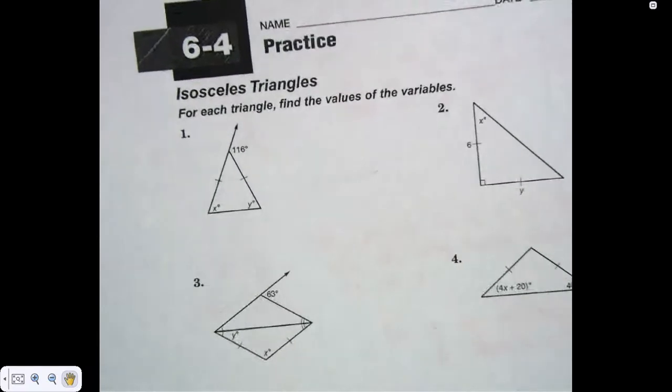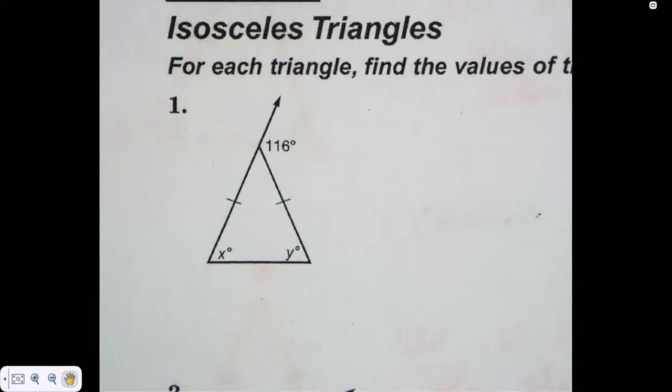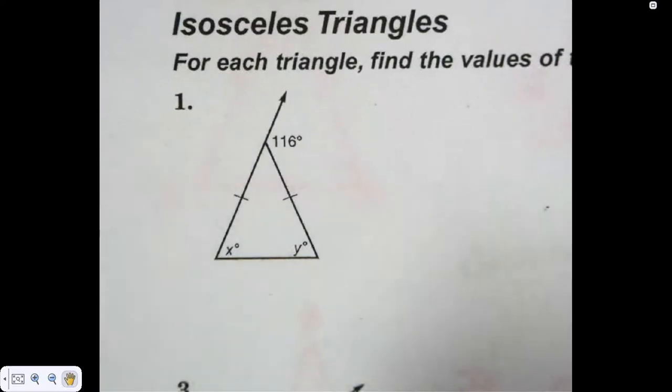Okay, let's look at number one. For each triangle, find the values of the variable. Basically, there's going to be some significant things given to you here. First of all, they didn't say each of these were isosceles triangles, so we've got to figure out if they are. This section is about isosceles triangles, so it's probably a good chance it has something to do with it.